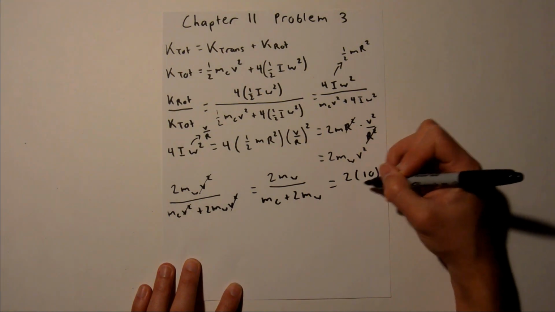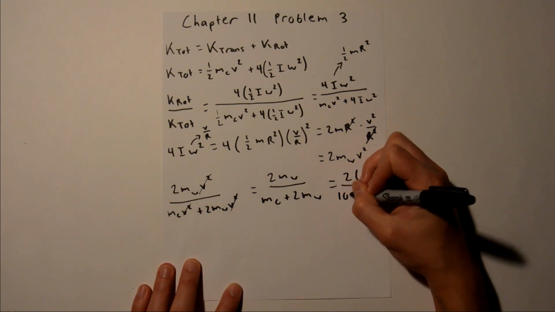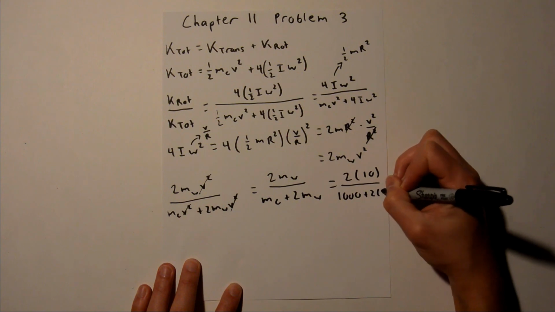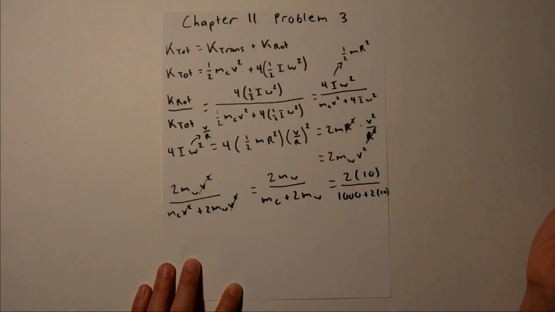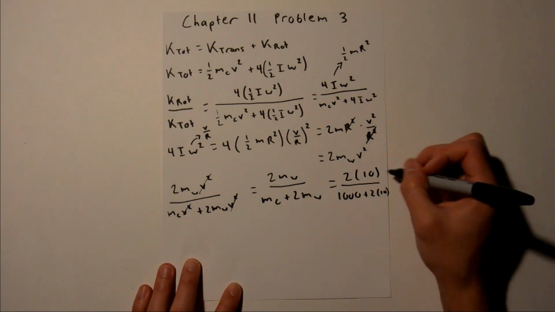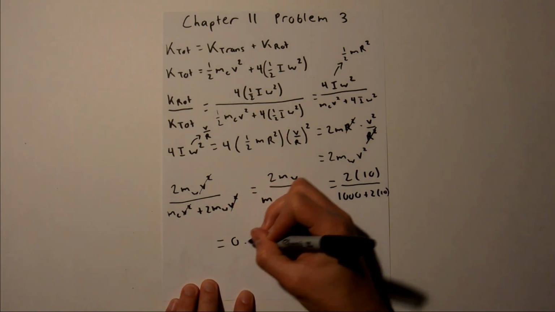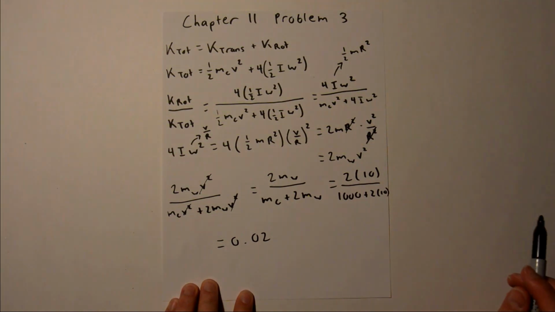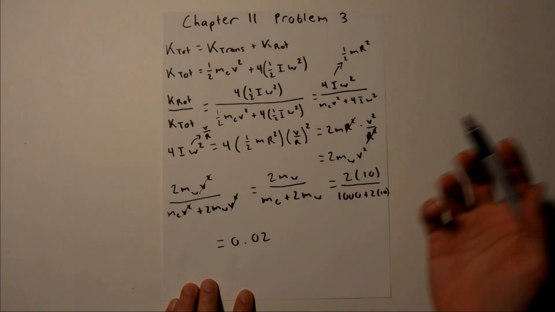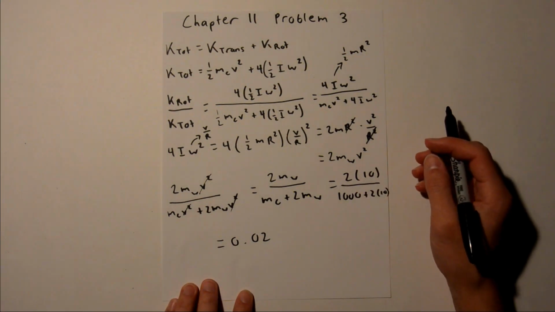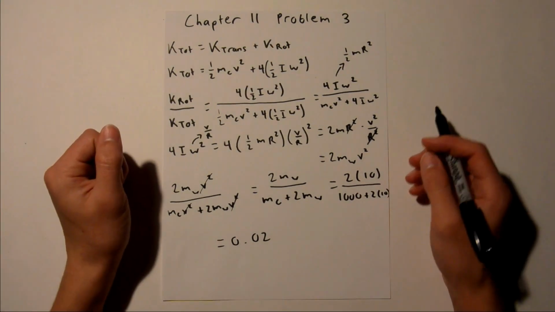Mass of the wheel is 10, mass of the car is 1,000. And then when you plug that into your calculator, you should get 0.02. So the fraction of kinetic energy that is rotational is 2%, essentially. So that's it for this problem.